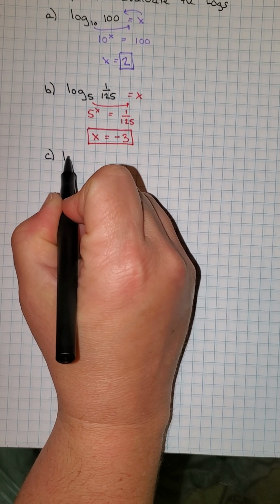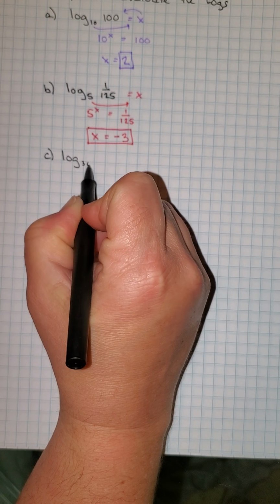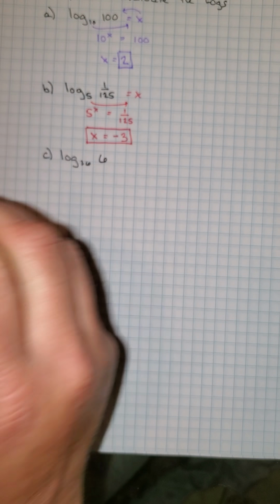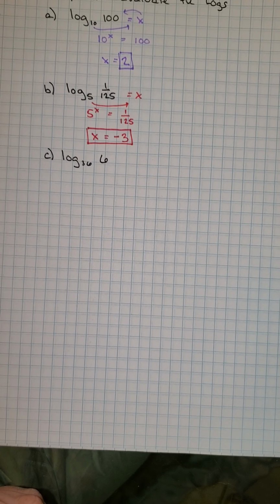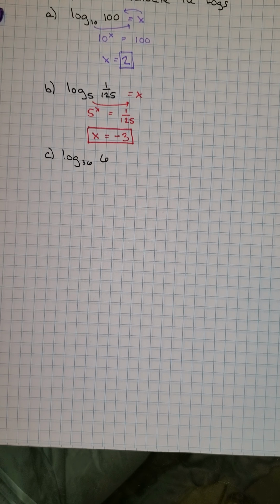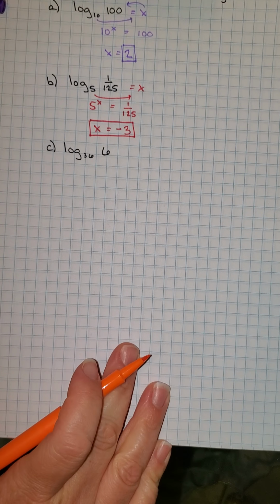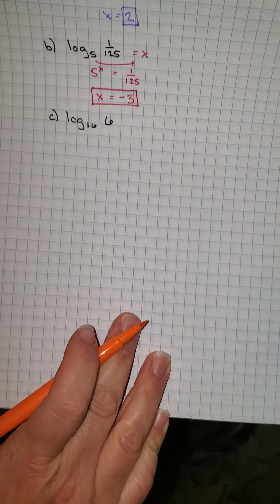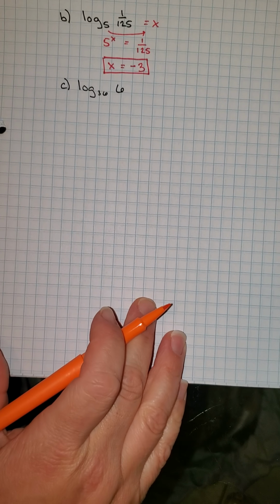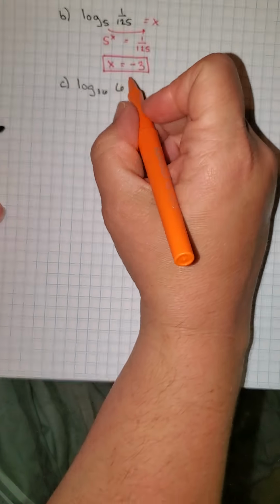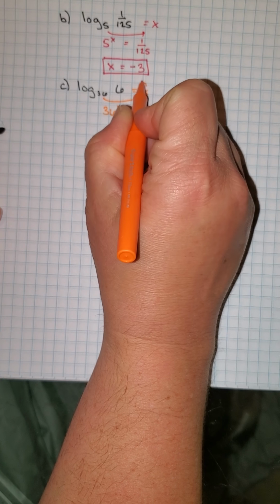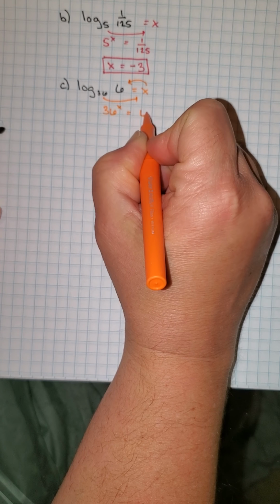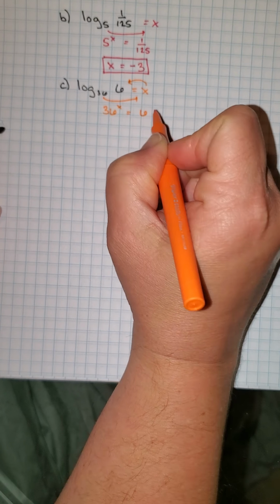All right, C, we have log base 36 of 6. Maybe you can figure out what this equals. It's different because we're getting smaller instead of getting a bigger number. So 36 to the x equals 6. All right, so I'm going to approach this one a little bit differently.